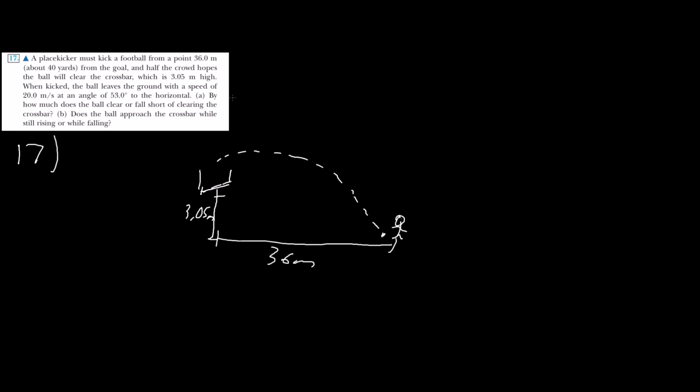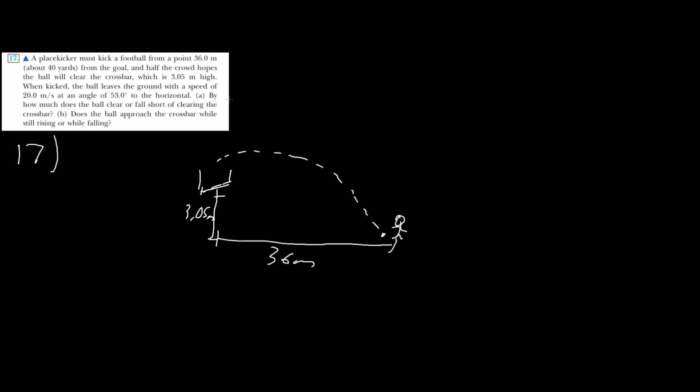So the question is asking, when the ball leaves the ground at a speed of 20 meters per second, so this is going to be 20 meters per second, and at an angle of 53 degrees to the horizontal, by how much does the ball clear or fall short?